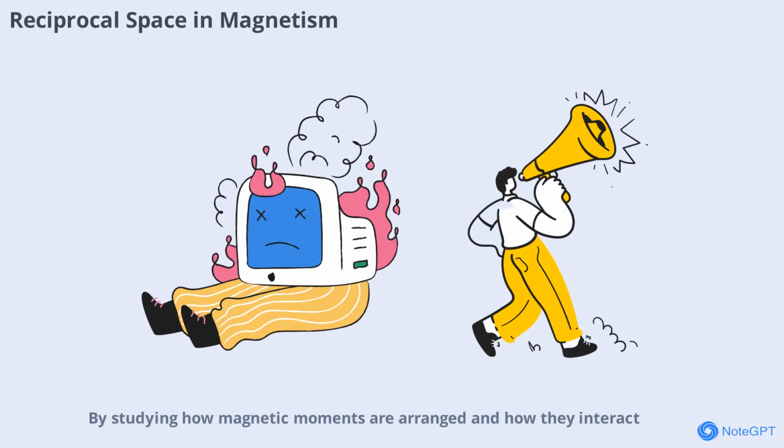Magnetic properties of materials are often analyzed in reciprocal space. By studying how magnetic moments are arranged and how they interact, scientists can predict magnetic behavior and design new magnetic materials. Reciprocal space analysis is essential for developing technologies like data storage, sensors, and medical imaging devices.